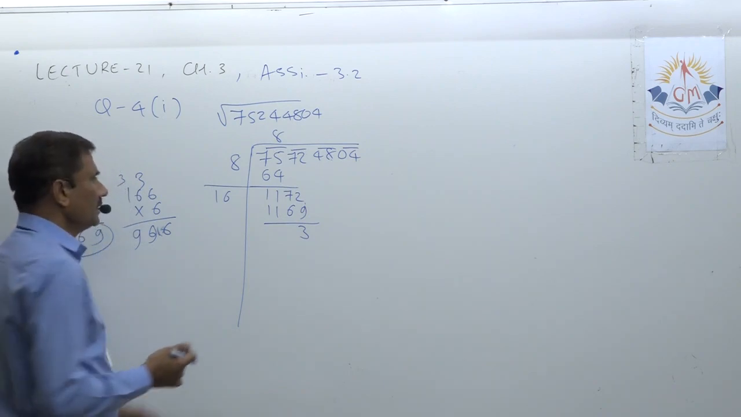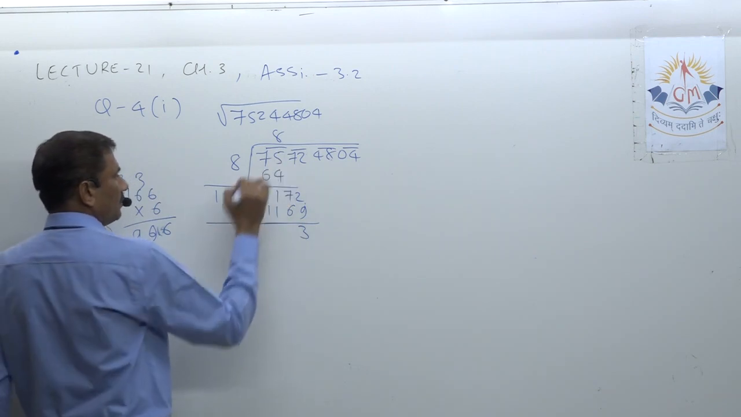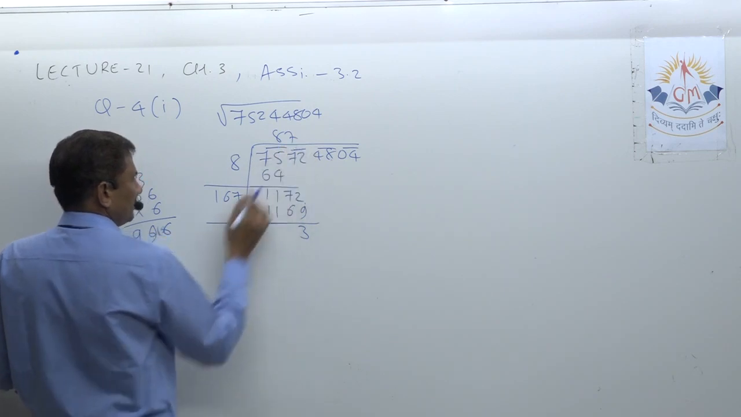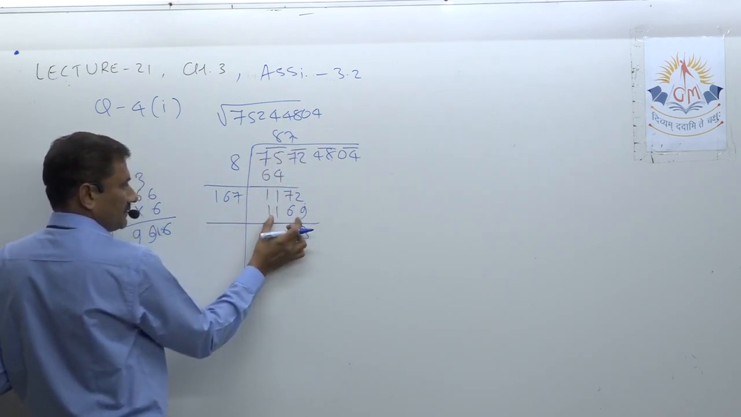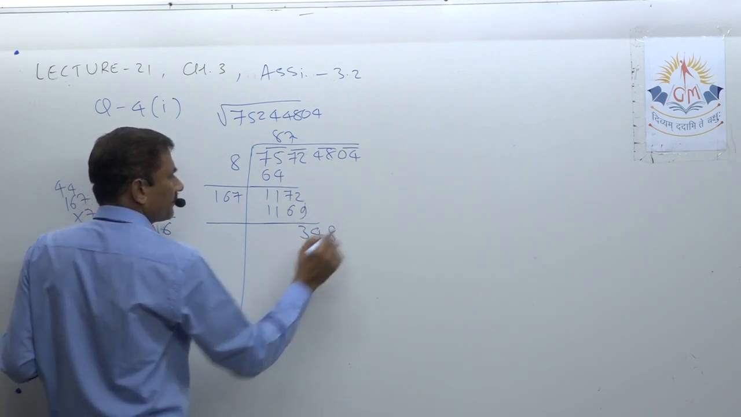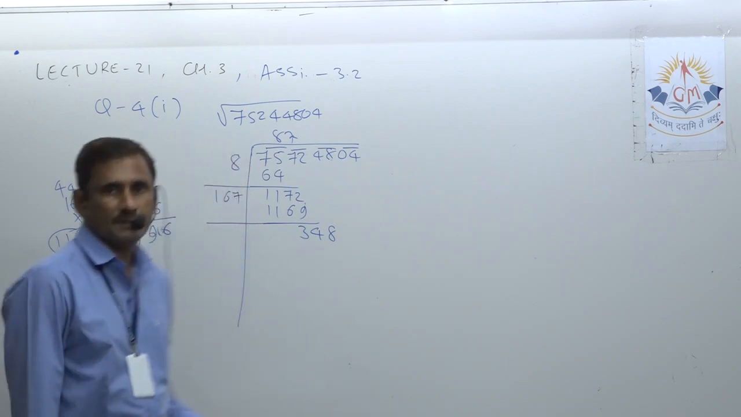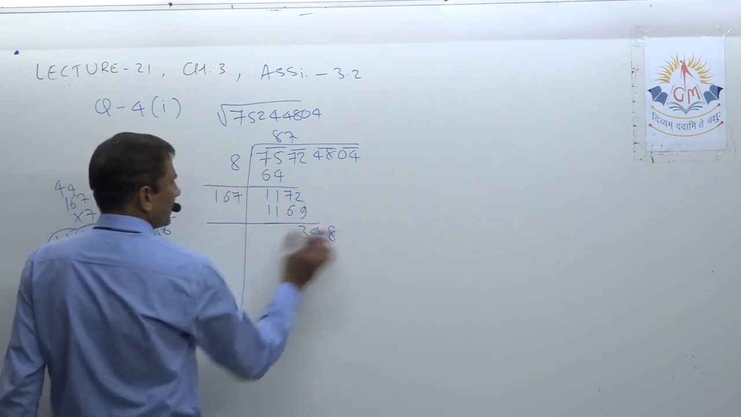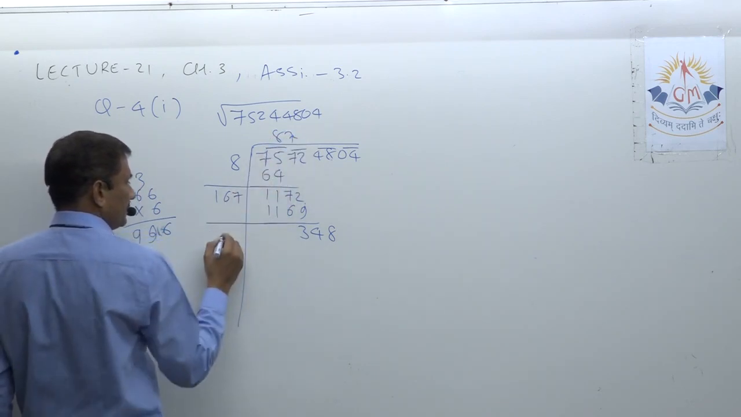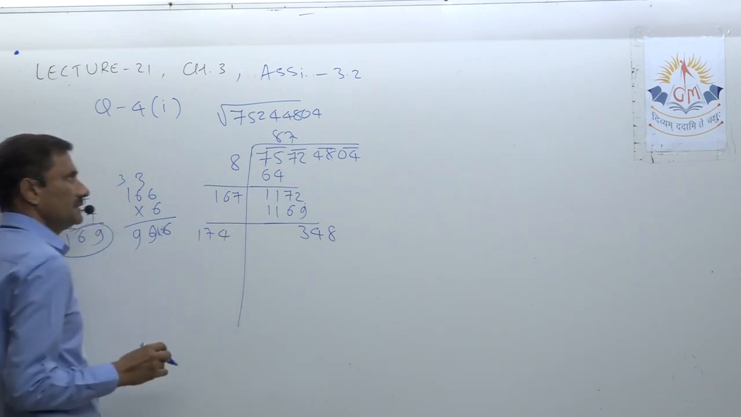Understood? So step. Now we got here 7. So 167 into 7, we got 1169. So 3 left only. Now bring down one pair, not one digit. Now make twice of this number and write down here 7 14, 8 8, just 16 7. So we got here 174.